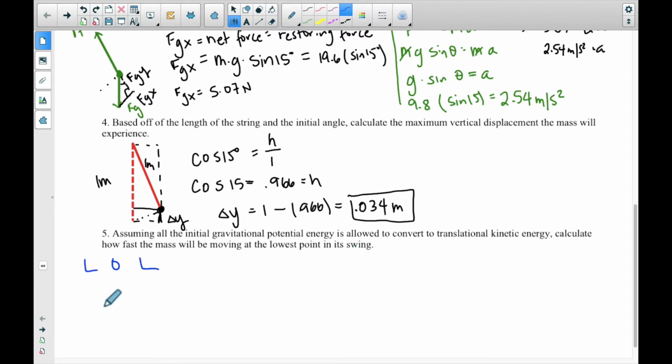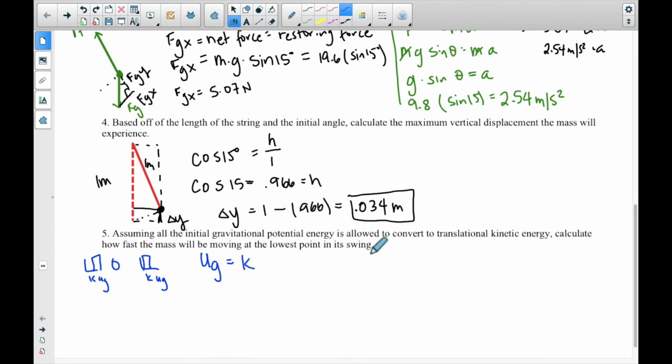Okay, do you remember LOL charts? LOL was basically we have kinetic energy and we have gravitational energy. The kinetic energy in this case starts out at 0, but it does have gravitational. But then when it comes down, it has kinetic but no gravitational. So in other words, the gravitational energy in the beginning is equal to the kinetic energy at the end.